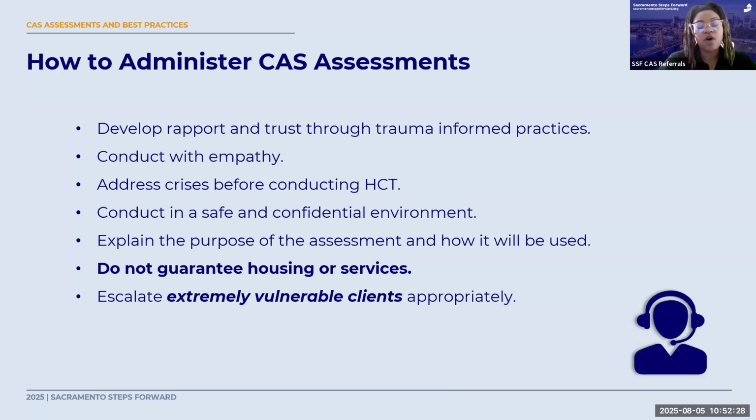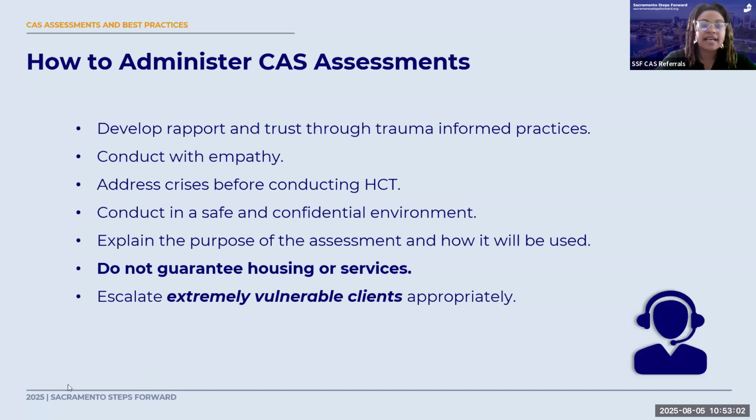Explain the purpose of the assessment and how it will be used. It is always important for people to know why they're doing something. So definitely explaining why this is important and how this will help them is super important. And then, second to last, do not guarantee housing or services. As we know, this is a system. We have to be mindful that we can't promise anything to folks because we don't know what the timelines look like. So just maybe giving vague timelines, being very honest about their probability, possibility, and things of that sort.